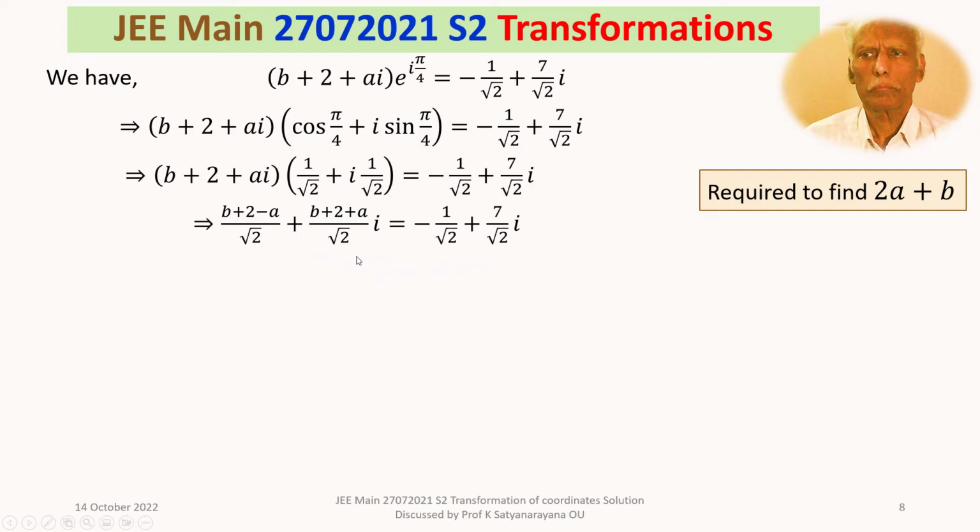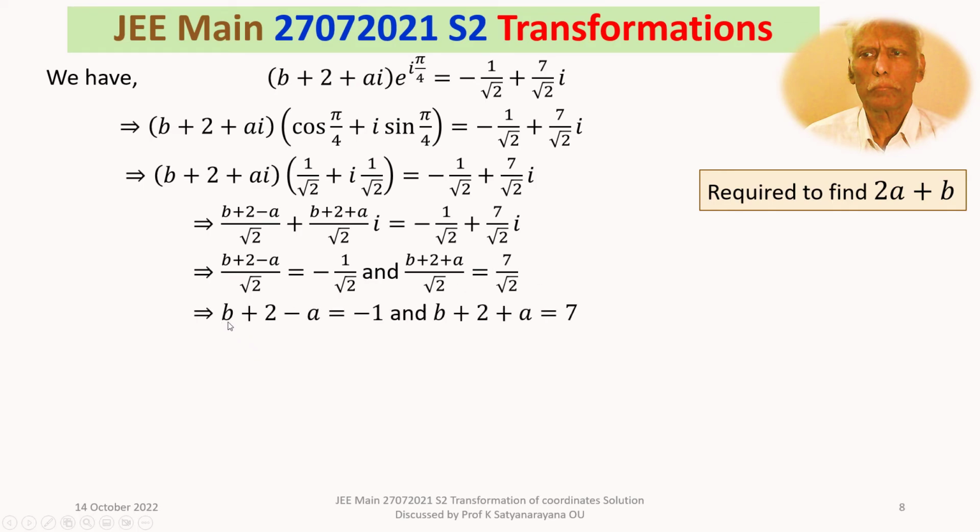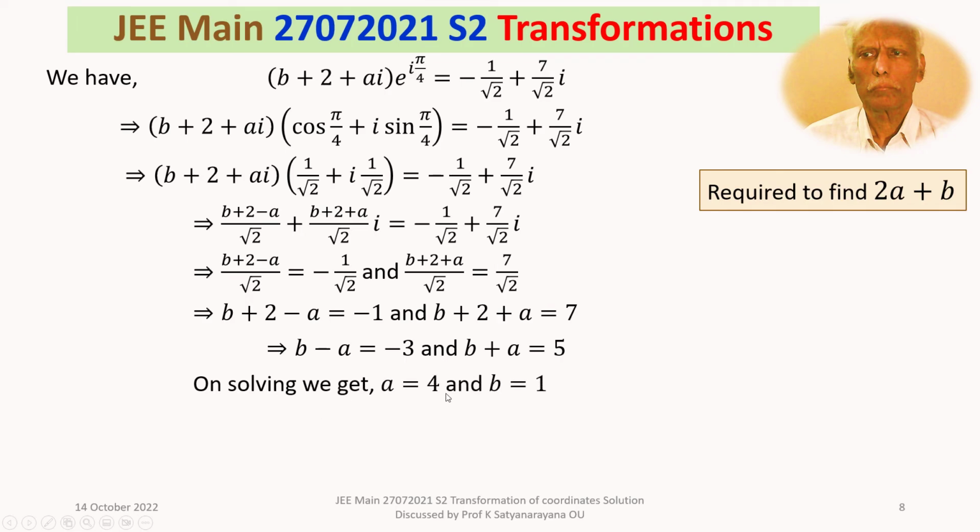Two complex numbers are equal if and only if their corresponding real parts and imaginary parts are equal. Equating the real and imaginary parts on both sides, (b + 2 - a) by root 2 is -1 by root 2, and (b + 2 + a) by root 2 is equal to 7 by root 2. Root 2 cancels, and you will get b + 2 - a equal to -1, b + 2 + a equal to 7. From this you will get b - a equal to -3, and b + a equal to 5. On solving, we get a equal to 4 and b equal to 1.